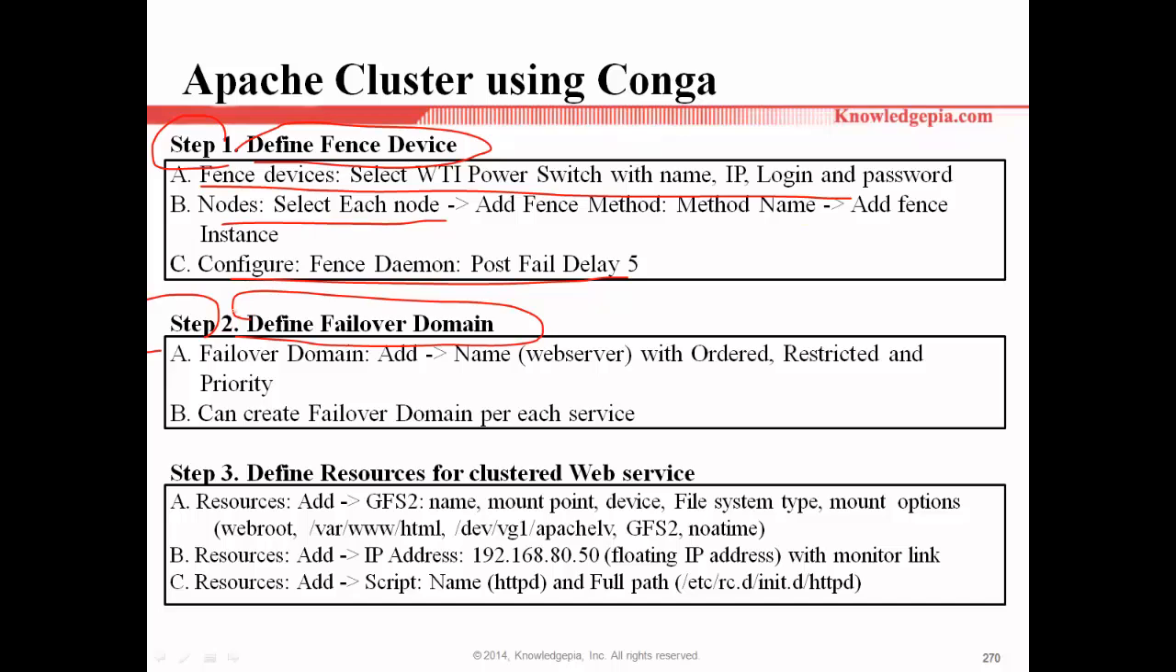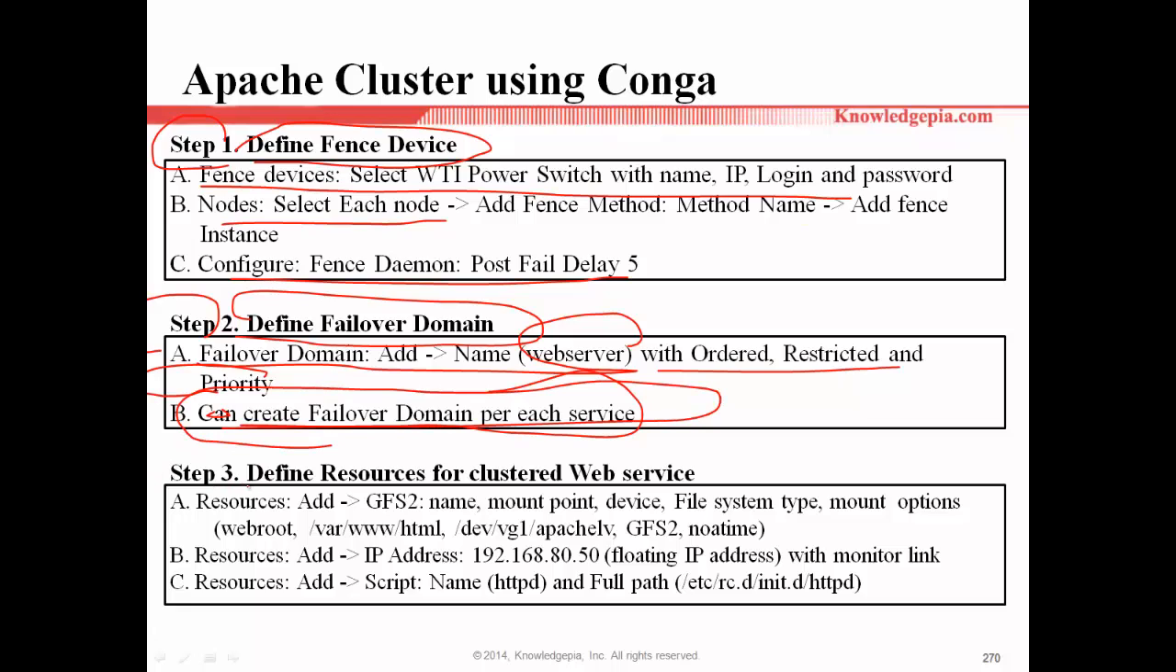In my case, I already told you I have the existing failover domains like web server and database. So I will select the failover domain named web server, with the ordered, restricted and priority options, and then create the failover domain for each service. If we need a failover domain for each service, anytime you can create one. Step 3, define the resources for clustered web services. The fence device and the failover domain are the mandatory factors for cluster configuration. But step 3 here is to define the resources for the cluster web service. For the cluster web service, we have to configure or define this kind of resource.